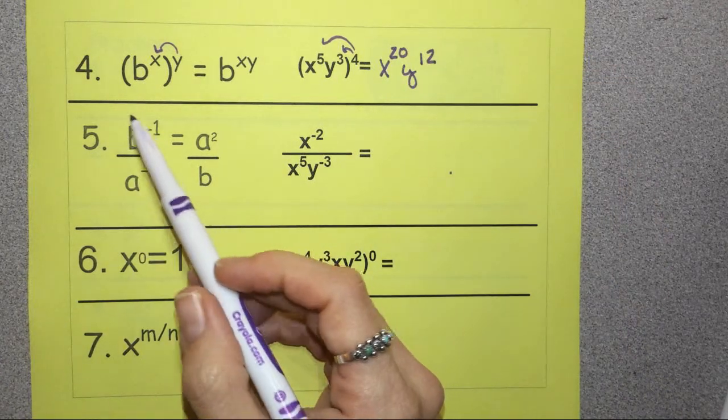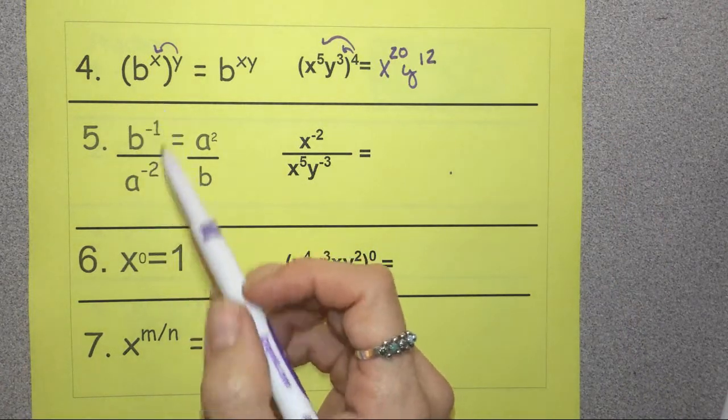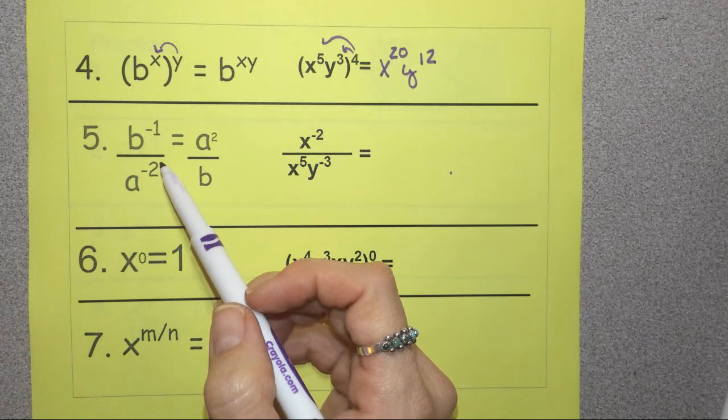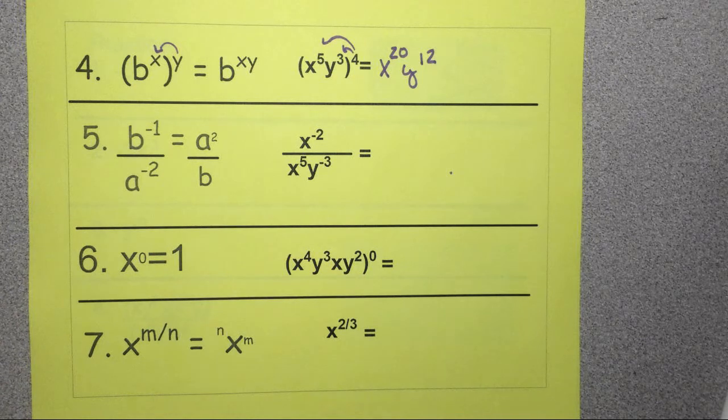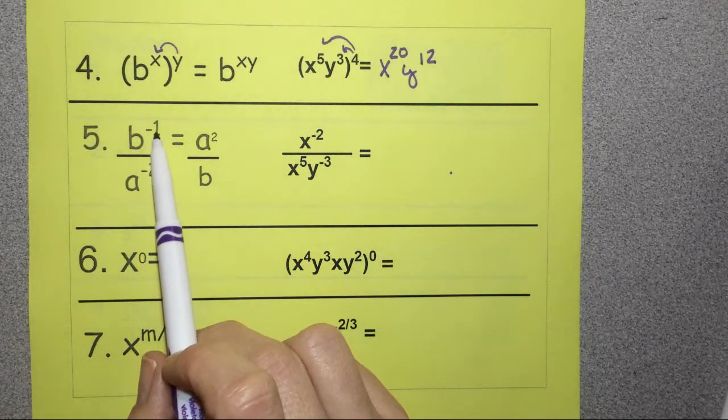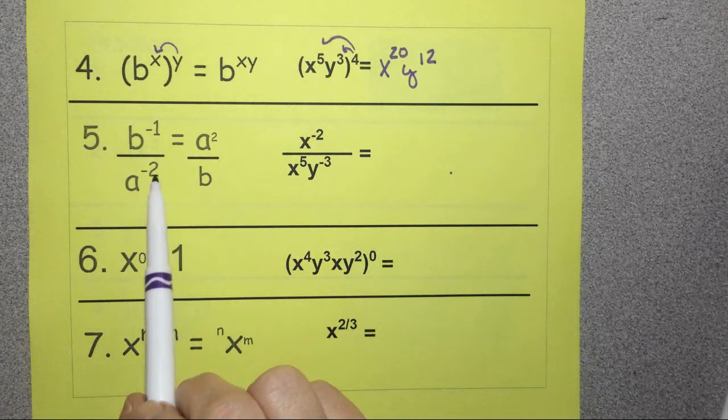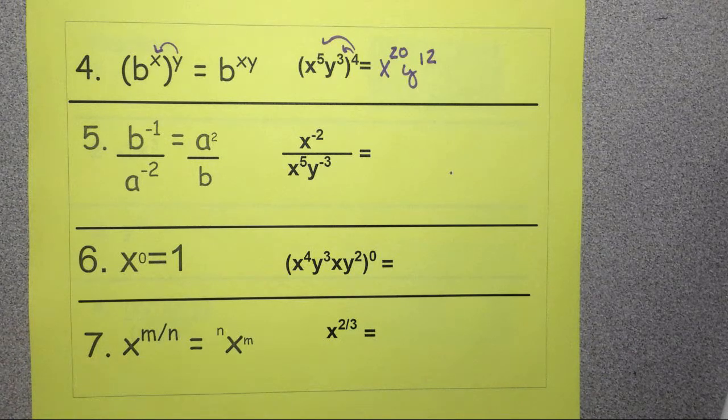On number 5, we're reviewing that we can't have negative exponents. To make a negative exponent positive, you simply flip it to the opposite side of the fraction bar and it becomes positive. So b to the negative 1 would flip to the bottom, and a to the negative 2 would flip to the top. You only flip if the exponent's negative.